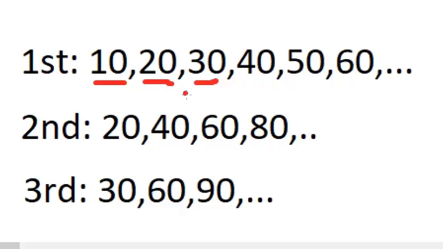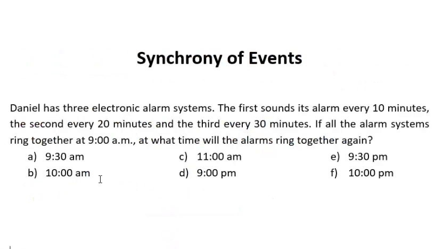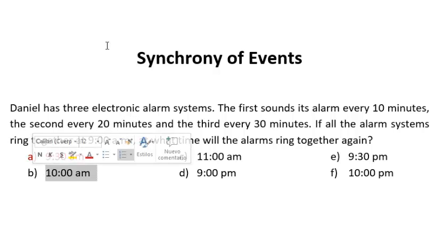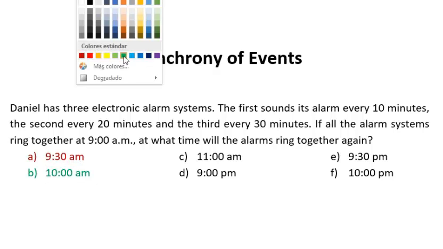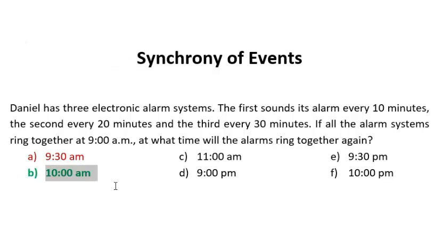Okay. So our goal is to find the same time where they all sound again. They all sound again at 60 minutes after they sound for the first time. So it'll be 1 hour later that they are gonna sound together. So the answer wouldn't be 9:30 because the second alarm sounds every 20 minutes. So it's gonna sound at 9:20 and 9:40, it's not gonna sound at 9:30. The answer will be 10 a.m. That's the first time they're gonna ring again.